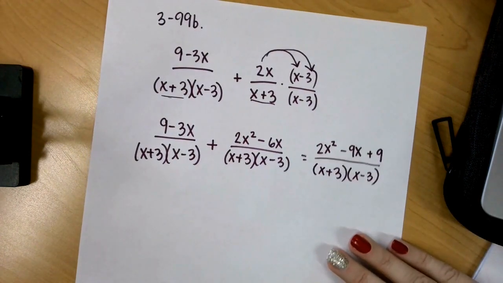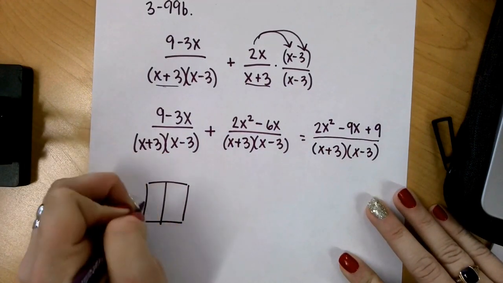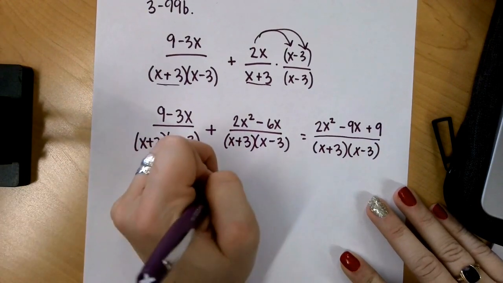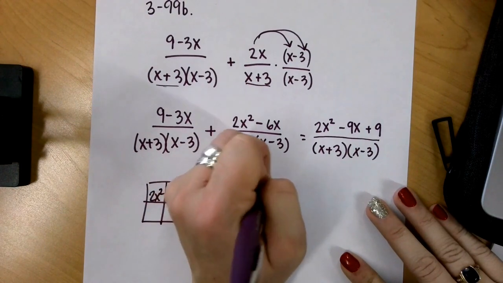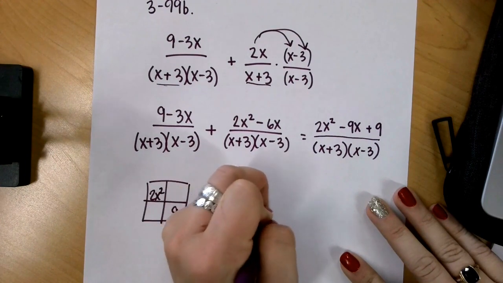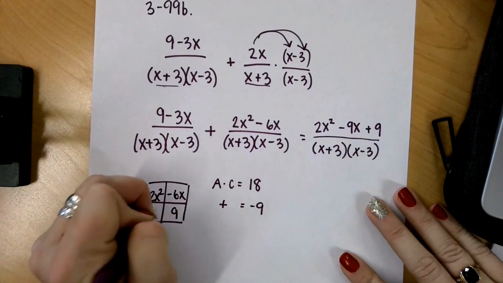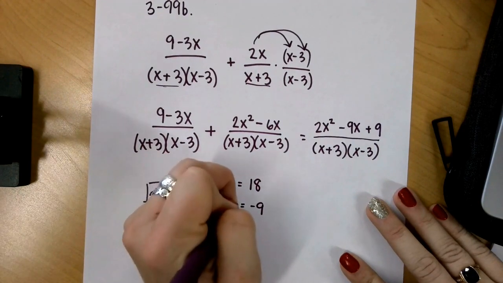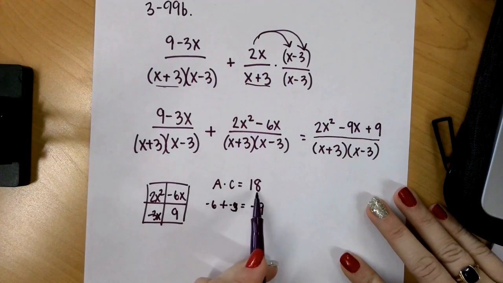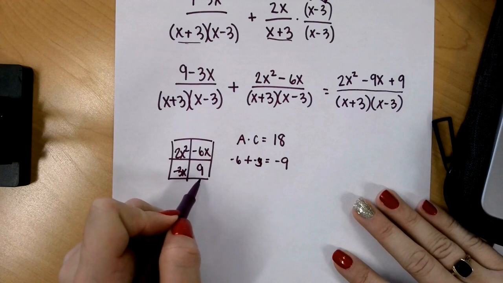Again, we're going to factor the top so that we can see what we can end up canceling out. So I have my first term in my first box, last term in my last box. A times c is 18. So I need two things that will multiply to 18 but add to negative 9. Those factors are going to be negative 6x and negative 3x, because a negative 6 plus a negative 3 equals negative 9. A negative times a negative also equals a positive. So I've got 2x squared minus 6x minus 3x and 9.